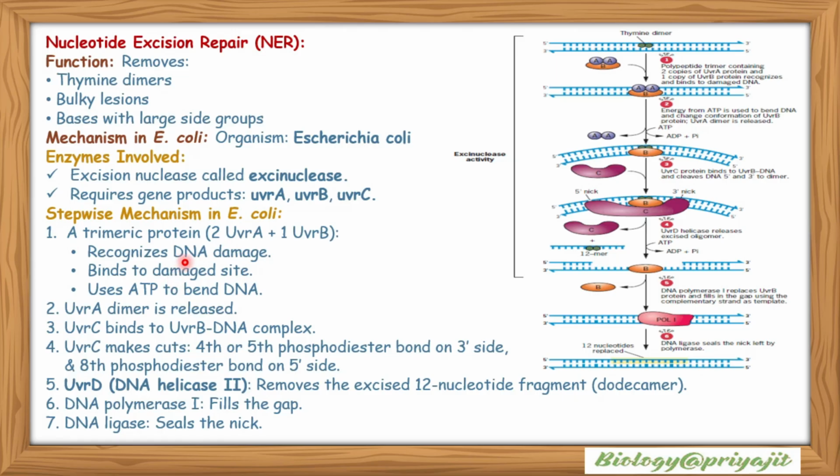recognizes DNA damage, binds to the damaged site and uses ATP to bend DNA. The UvrA dimer is released, then UvrC binds to the UvrB-DNA complex. UvrC makes cuts, at the fourth or fifth phosphodiester bond on the 3' side and the 8th phosphodiester bond on the 5' side. UvrD, that is DNA helicase II, removes the excised 12-nucleotide fragment, or dodecamer. Then DNA polymerase I fills the gap and DNA ligase seals the nick. So this is the image showing the process of nucleotide excision repair.